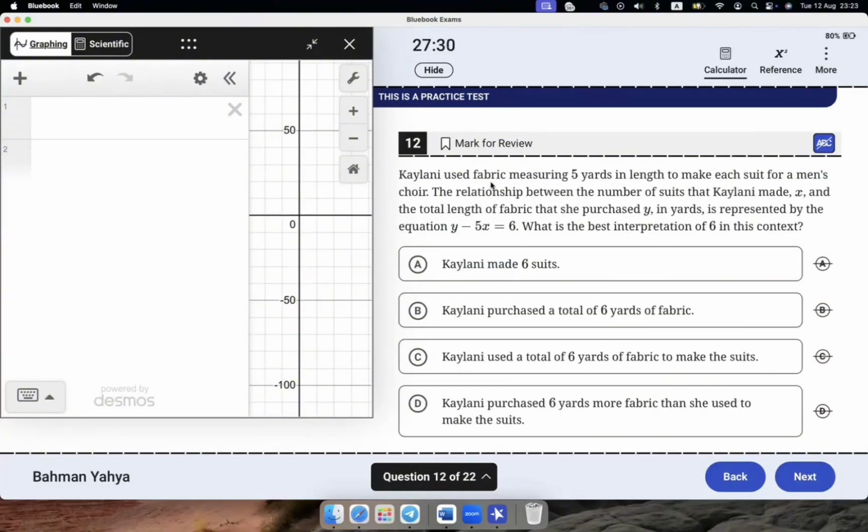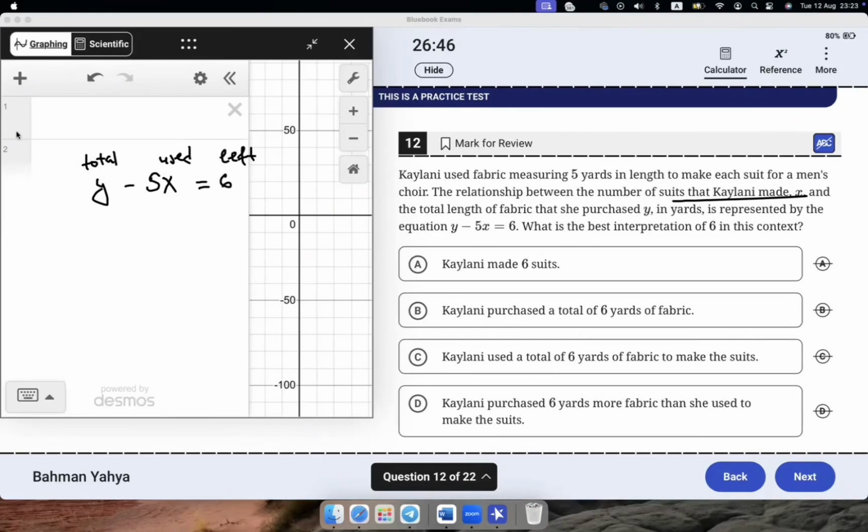Okay. We use fabric 5 yards in length to make each suit. For each suit, we use 5 yards. So let's just write down. For one suit, we use 5 yards. Because we made x suits, it means we already used 5x yards. Y is what? Total length of the fabric that we purchased. So Y is the total. This is what we used. And total minus what we used is what we have left, isn't it?